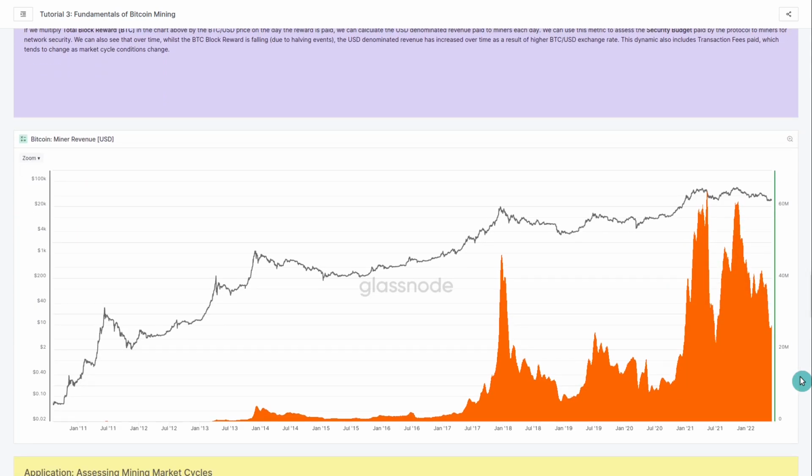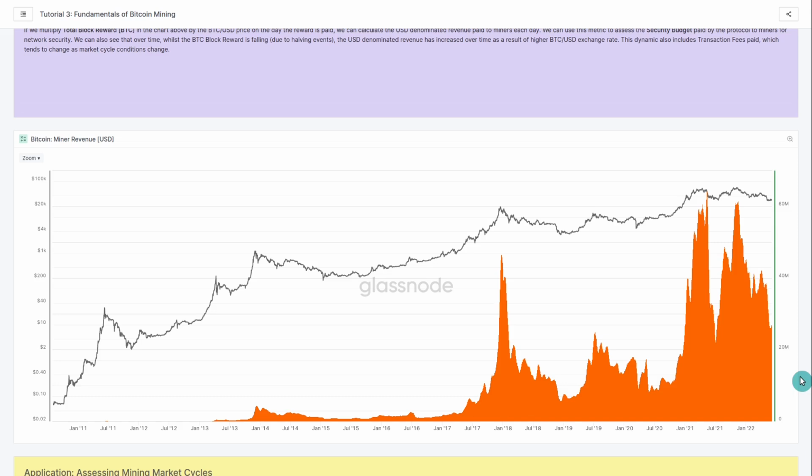Now, of course, miners, their costs, whether it be in buying hardware, whether it be in power contracts, logistics, paying staff, their costs are normally denominated in fiat currencies. So whilst their reward comes in BTC terms, their actual revenue should be priced in US dollar terms or fiat currency terms, because that's what their costs are imposed in.